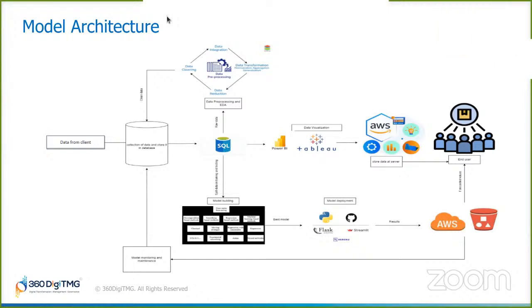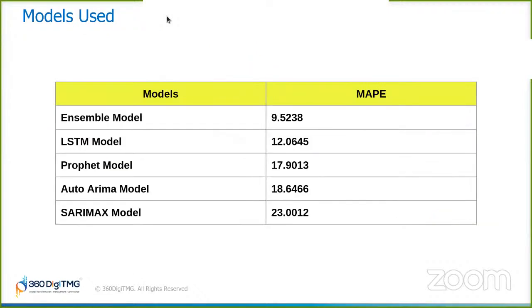And of course, everybody would be very interested to know about the various different models that we have tried. So these are some of the models, and we are seeing the results. So again, what is this 9.5238 and 12.06, Pawan?